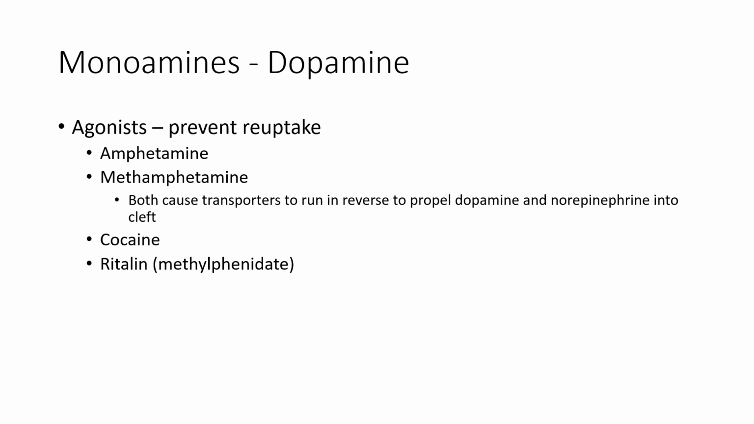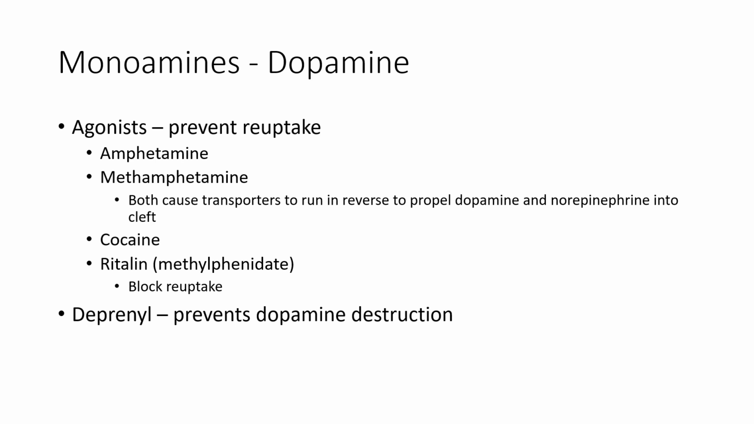Also, cocaine and Ritalin prevent reuptake of dopamine, allowing it to remain in the synapse, so they increase the availability of dopamine. And last is Deprenyl. This does something a little bit different. It prevents dopamine destruction, so dopamine isn't allowed to be broken down. So again, this is going to allow for more dopamine availability. This is also a drug that's used to treat Parkinson's patients.